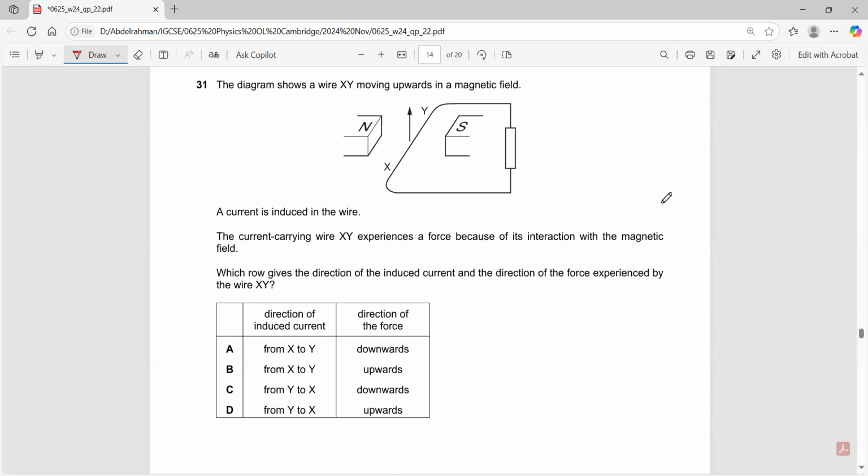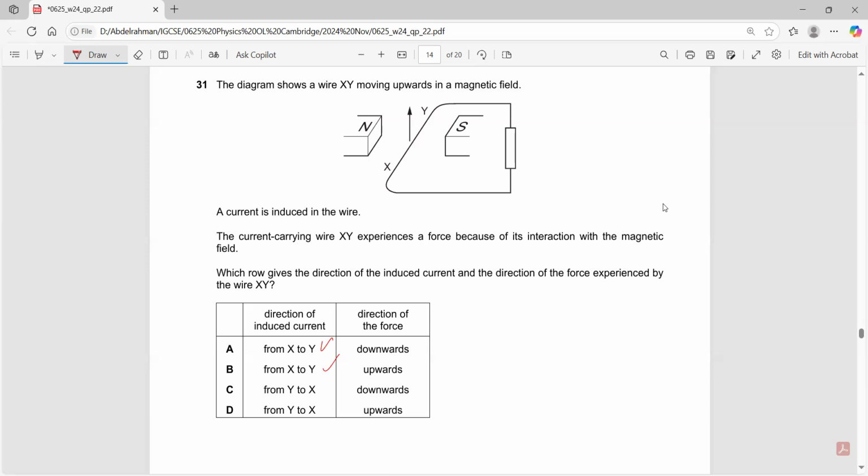Yes, I can find the direction of the force using Fleming's right-hand rule. From north to south, direct to the right, and then you've got the current, the second finger, moving from X to Y, because of the force moving upwards. So the direction of the current would be from X to Y.